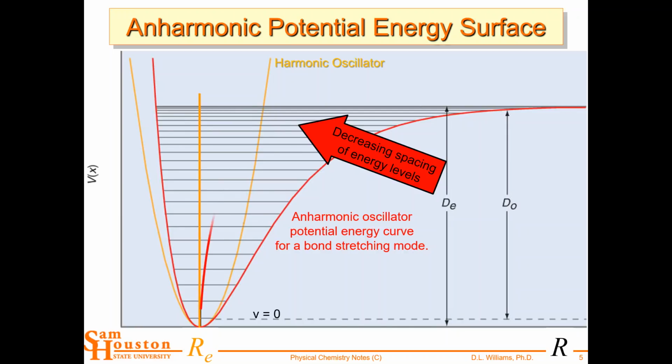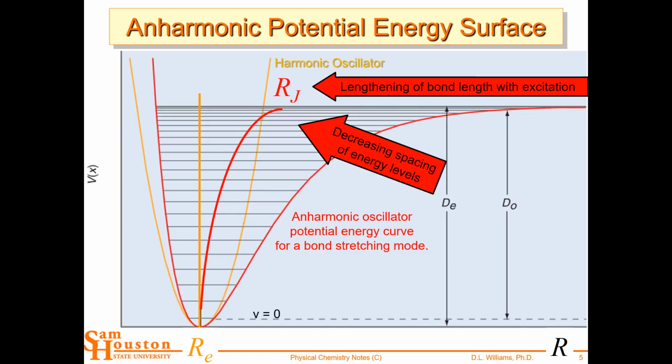That means that the bond length also stretches. So as you excite a vibration, the atoms spend more time apart. Their average bond length is longer. And we can see that spectroscopically. In fact, for the carbon monoxide molecule, as it spins and vibrates, the bond stretches.